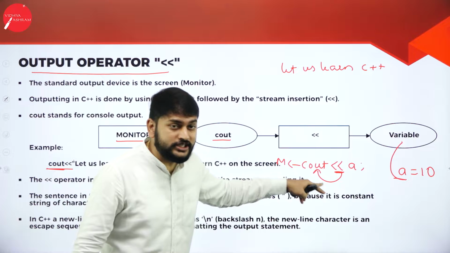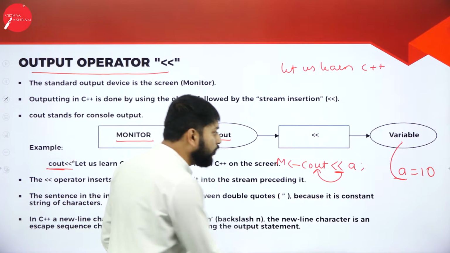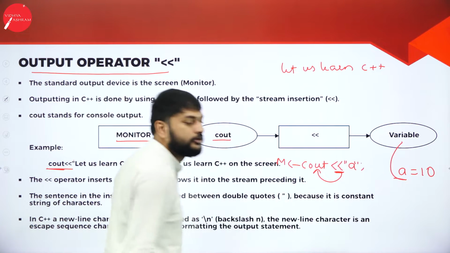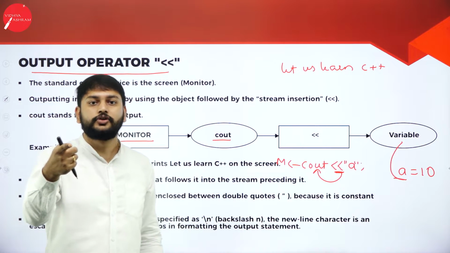So when do I use this? When I want to print the value that I have in the A. But if I want to print the value as it is, I will give double quotes. That's it. Simple. If I don't give double quotes, whatever value is inside it will be printed.